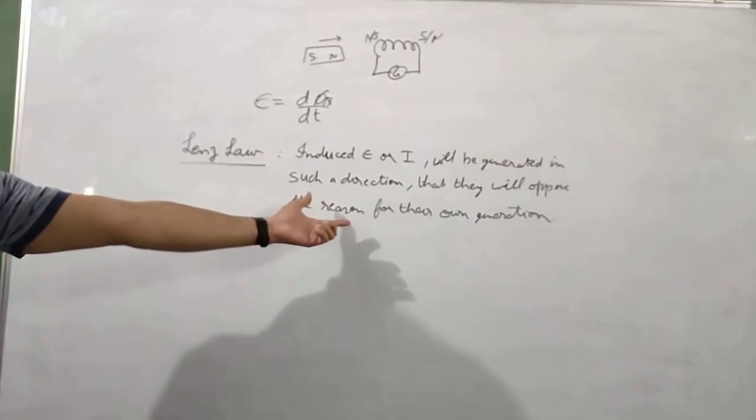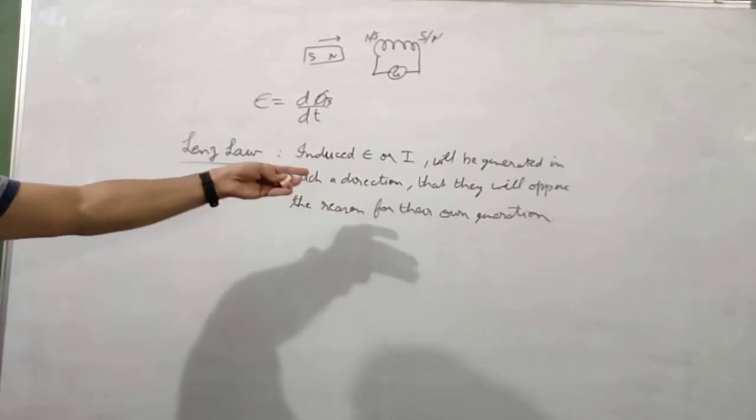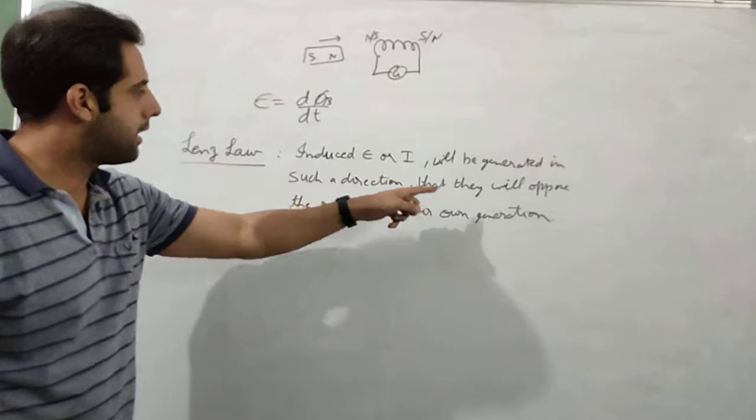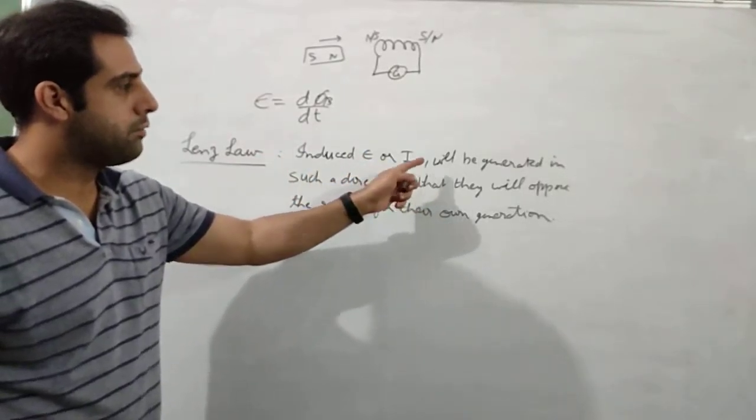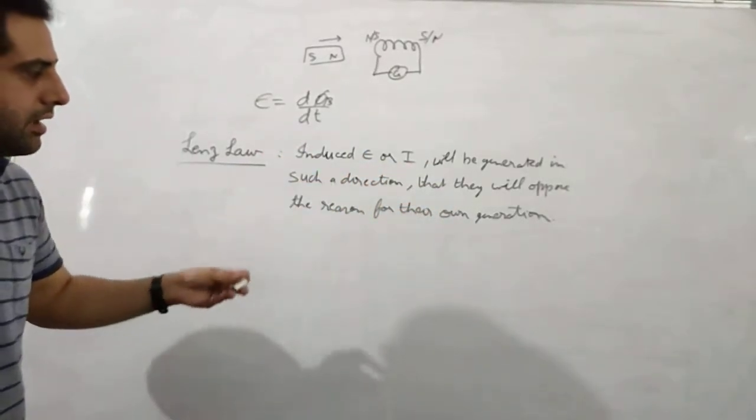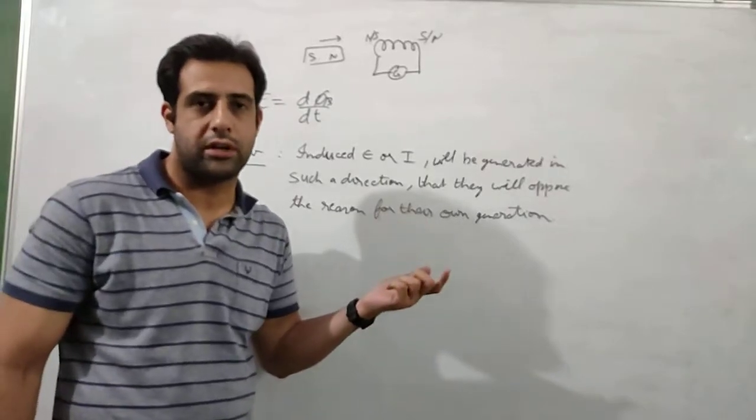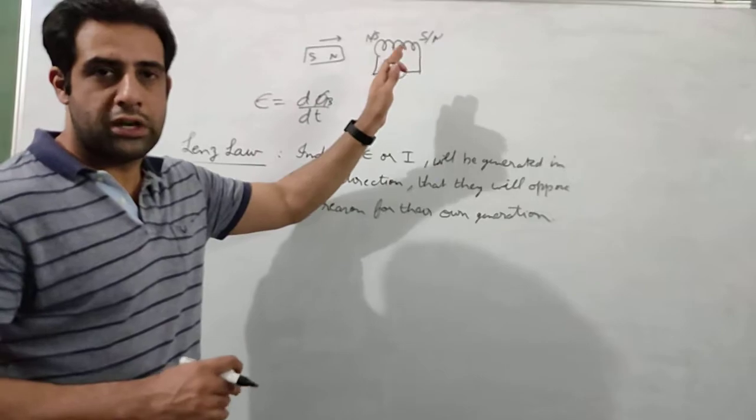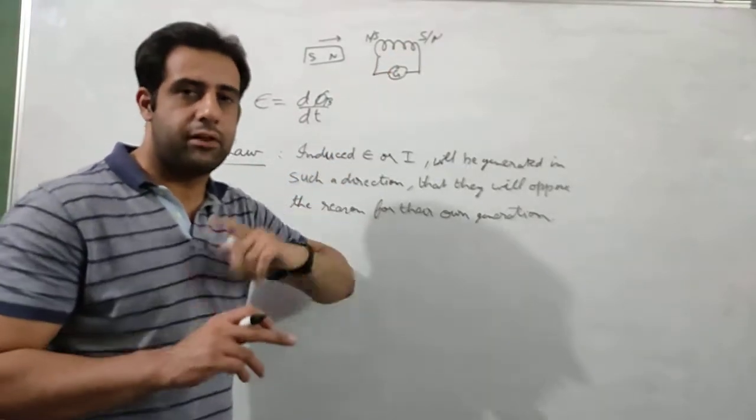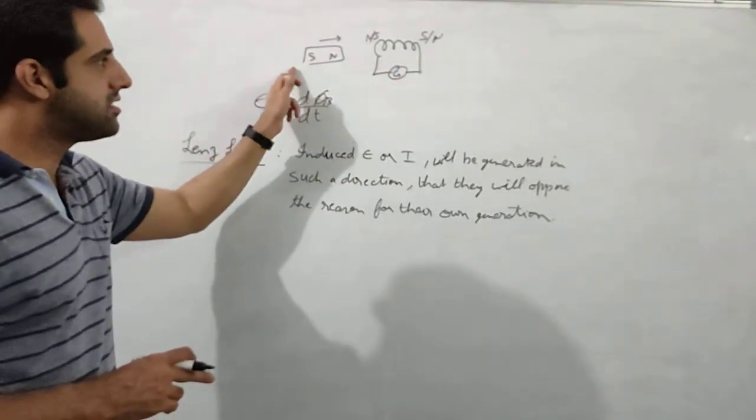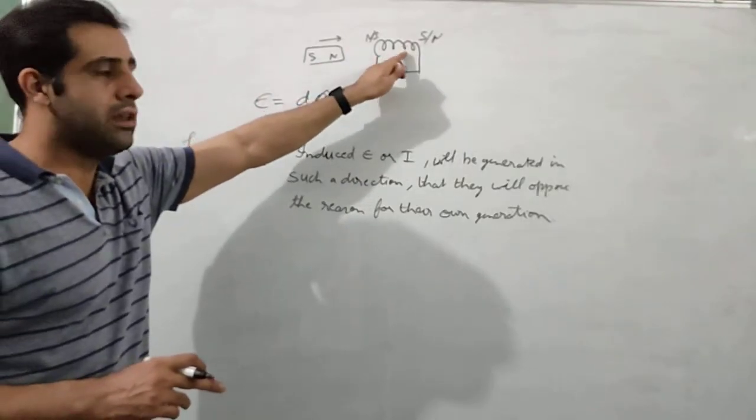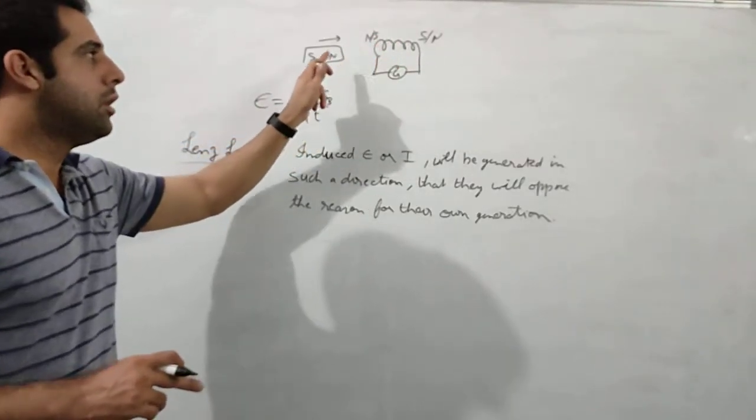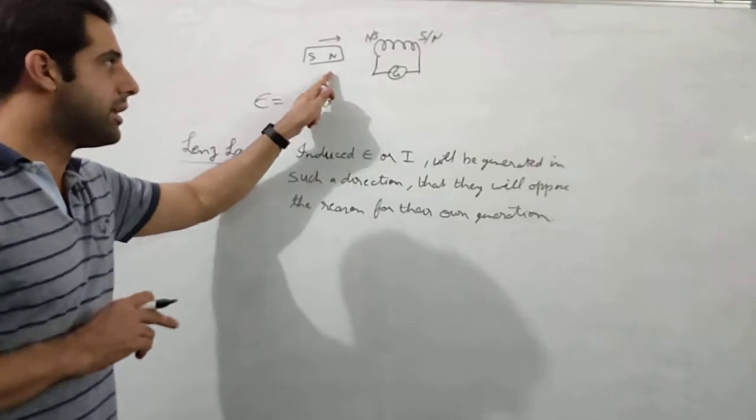You can pause the video and read the statement again. Induced EMF or current will be generated in such a direction that they will oppose the reason for their own generation. Whatever reason is making current or EMF induced in the coil, that reason will be opposed. So if the reason is the motion of the magnet, the induced current will try to stop the motion of the magnet in the opposite direction.